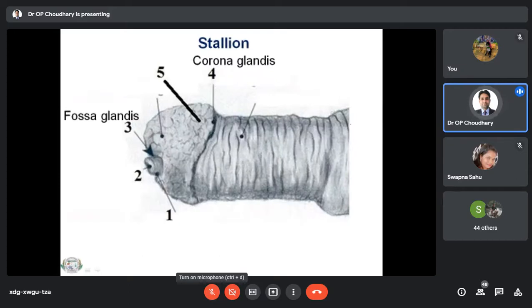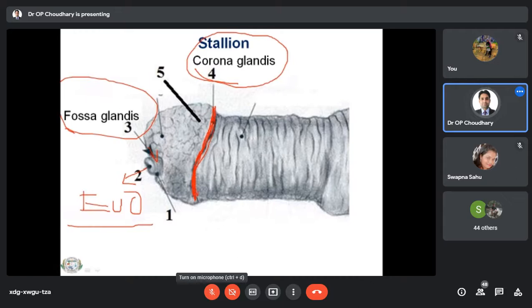Now there are some species differences in the penis also. You will find some important structures in the different species. Number one, in the stallion, there is one prominence present over the tip of the glans penis. This is called corona glandis. And at the opening of the external urethral orifice, there is one depression or fossa that is called fossa glandis. So fossa glandis and corona glandis are present in the penis of the stallion.